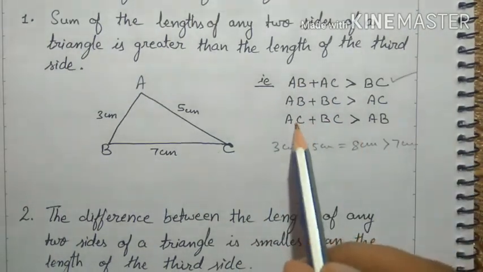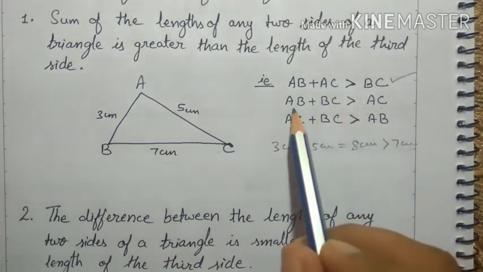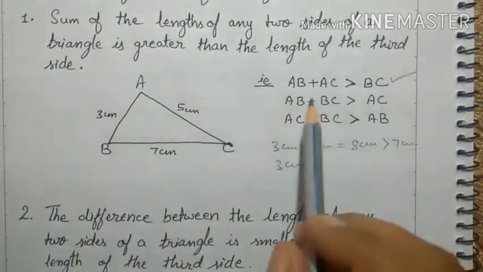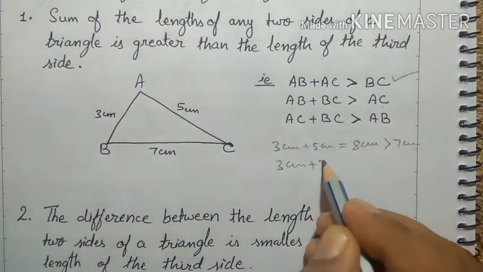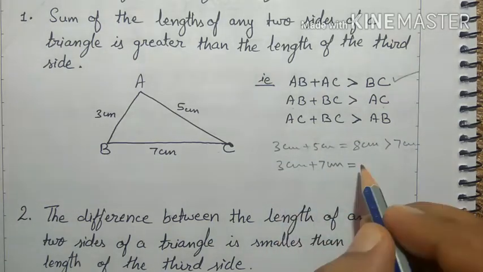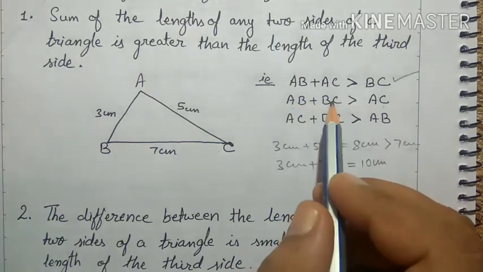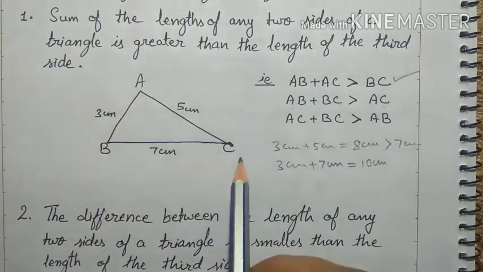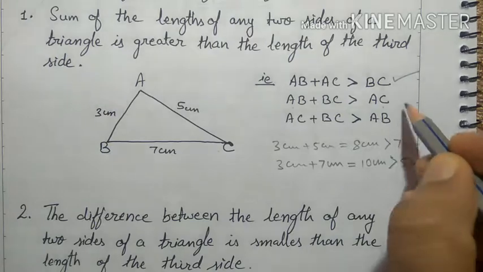Now the second condition, we have to check whether AB plus BC is greater than AC or not. AB is again 3 centimeter, BC is 7 centimeter. So 3 centimeter plus 7 centimeter is 10 centimeter. Now we have to check whether AB plus BC, that is 10 centimeter, is greater than AC or not. AC is 5 centimeter, so it is greater than 5 centimeter. So this is also right.